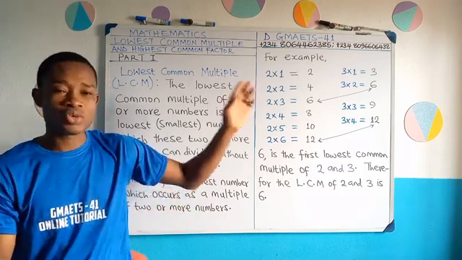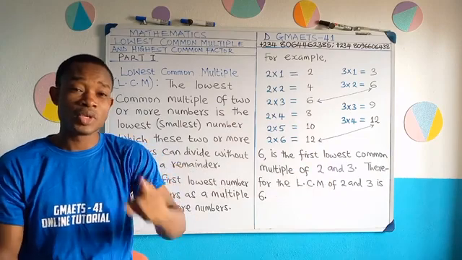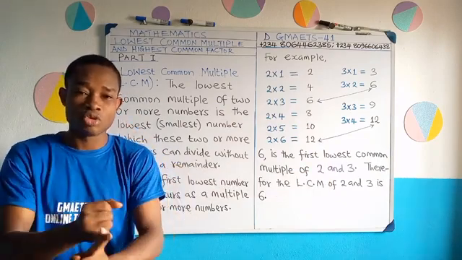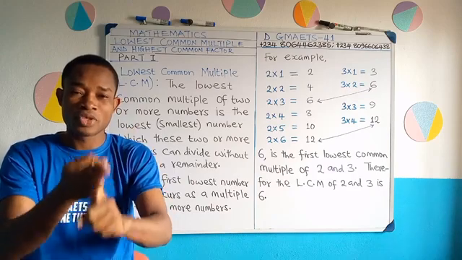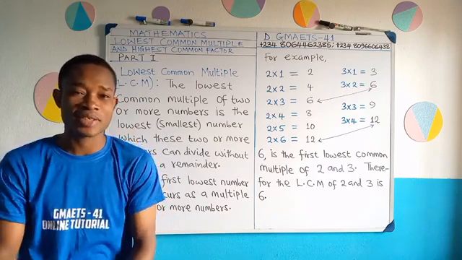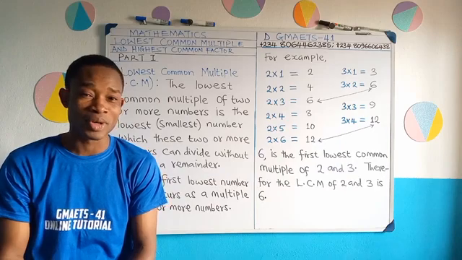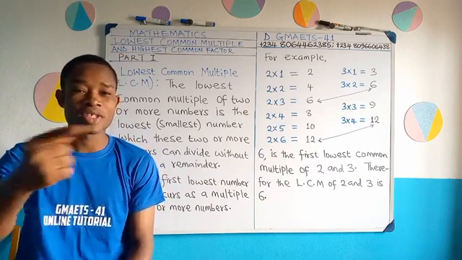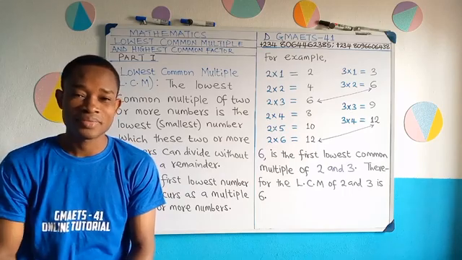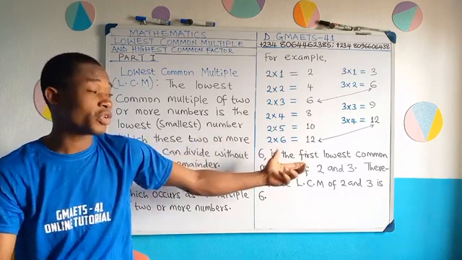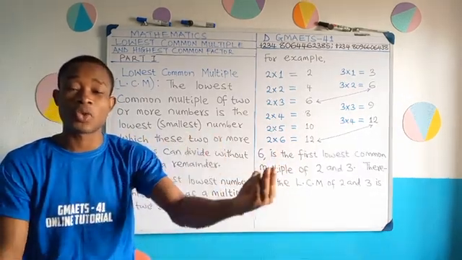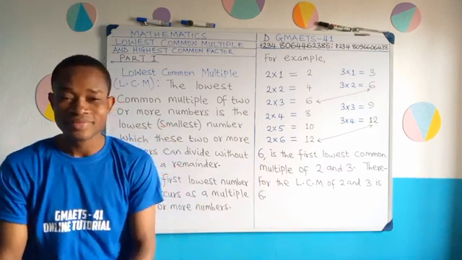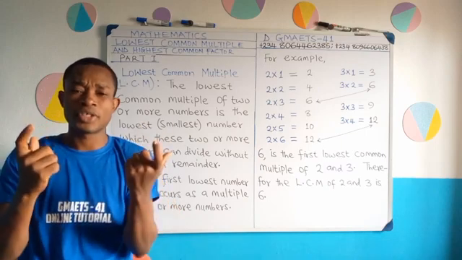Now when you compare the 2 times, 3 times, and 4 times tables, you will notice that the first smallest number that is common to 2, common to 3, and common to 4 will be 12. 6 will no longer be the common multiple because in the 4 times table, 6 is not there. You cannot do 4 times any number to get 6. So the lowest common multiple of 2, 3, and 4 will now give us 12. So that's the whole idea about LCM.